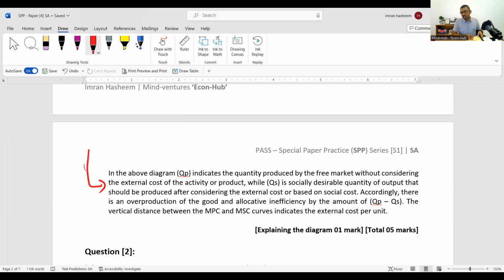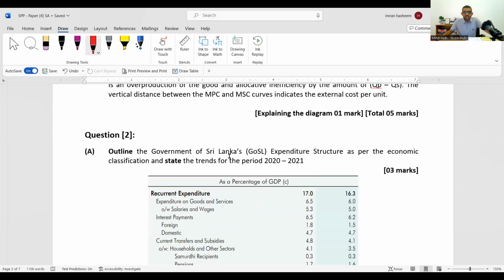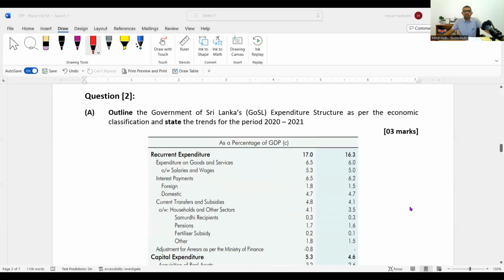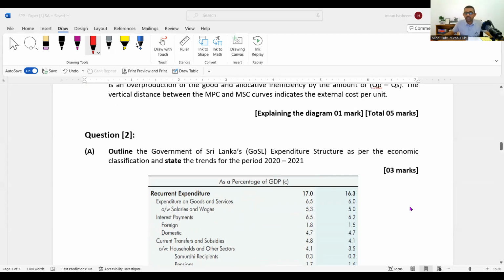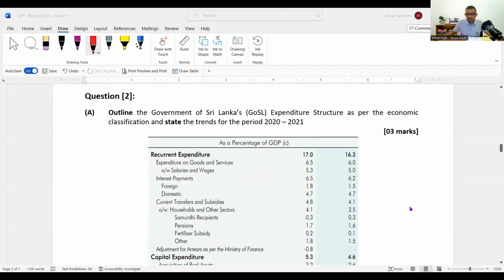So in these marking schemes, I've seen a lot. Whenever a diagram is given, the examiner is expecting a small explanation of the diagram as well. In question 2, I have been a bit lazy without creating the tables and drawing them. I have just taken something directly from the central bank annual report for the government expenditure.